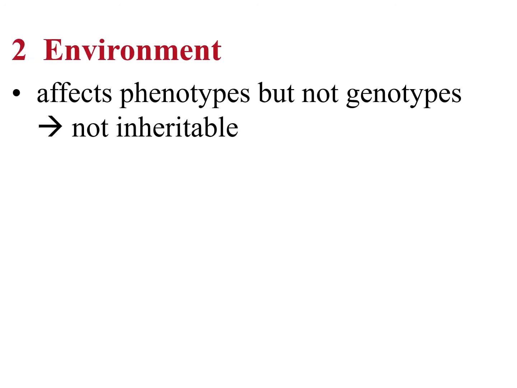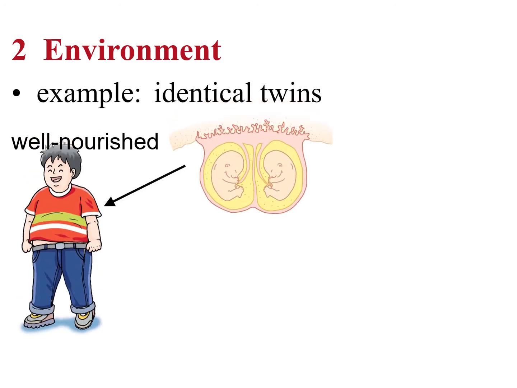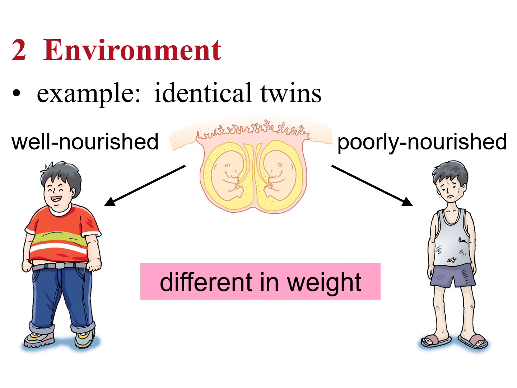Besides the genetic variation, environment also causes variation in organisms. Environment can affect the phenotype, but not the genotype, and the environmental effect is not inheritable. In the case of identical twins, although they have the exact same genotype, the same DNA, the same chromosomes, if one is brought up in a well-nourished environment, while the other one is brought up in a poorly nourished environment, they will show a difference in weight. So this is an example of showing how the environment affects the phenotype of an organism.